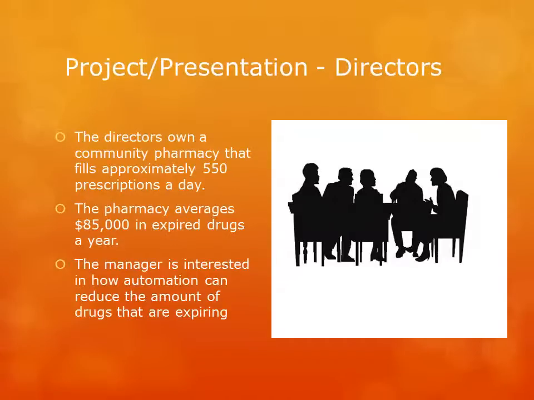You should understand a little background on what the directors want and are in charge of. They want to implement one software package in their community pharmacy that fills approximately 550 prescriptions a day. The pharmacy averages $85,000 in expired drugs a year, which is a lot. The manager is interested in how automation can reduce the amount of drugs that are expiring.